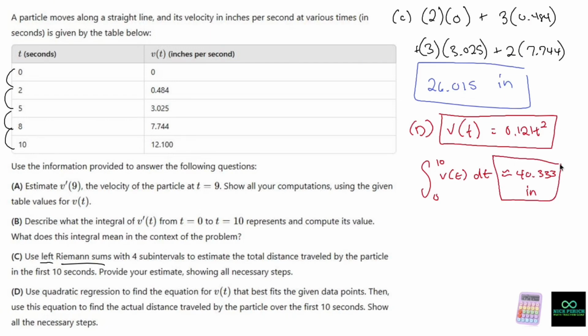Now, what we had up here was a complete underestimate, which usually happens, not always, but usually happens with left Riemann sums in some intervals, because you're not looking for perfection, you're looking for drawing rectangles and so on. But this is the actual distance traveled according to this information. And this is the underestimate.